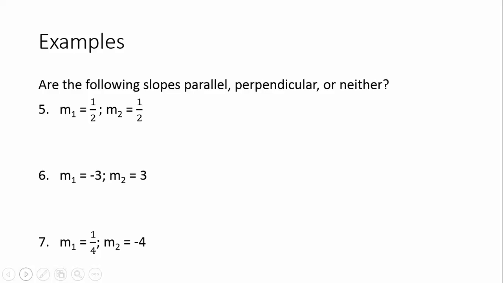So now let's discuss if the following slopes, let's say we have slopes of lines here, are they parallel, perpendicular, or neither? Remember, parallel, they need to be the same number. Perpendicular, they need to be negative reciprocals. And if it's not either of those, then it's neither. So for number 5, we have the first slope is a half, and the slope of line 2 is also a half. So those lines are parallel.